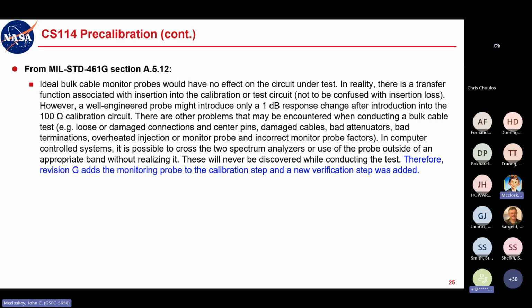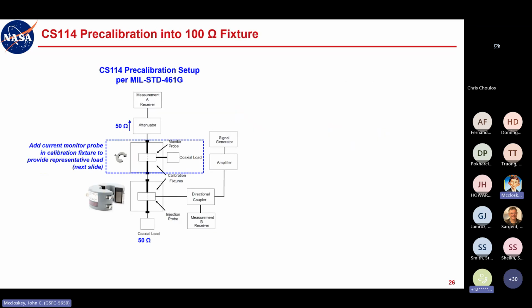Okay, the main point is these last two sentences. This will never be discovered while conducting the test. Therefore, revision G adds the monitoring probe to the calibration step, and a new verification step was added. So that's your context for the next slide.